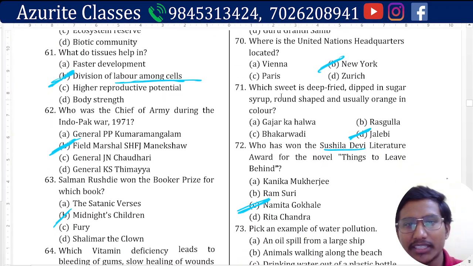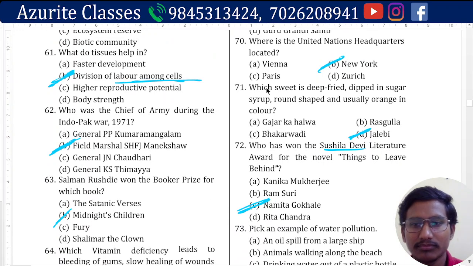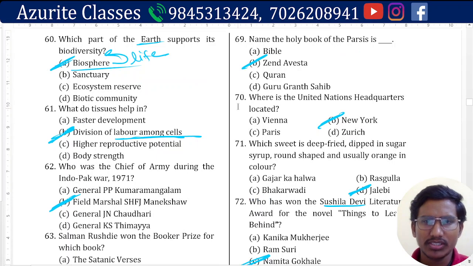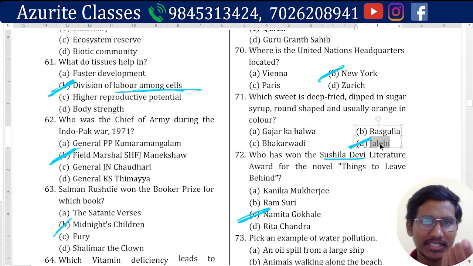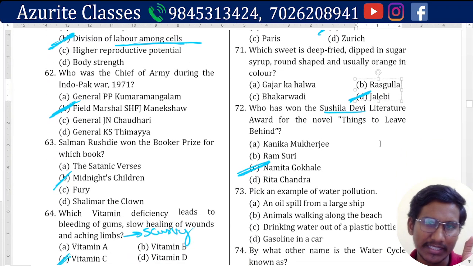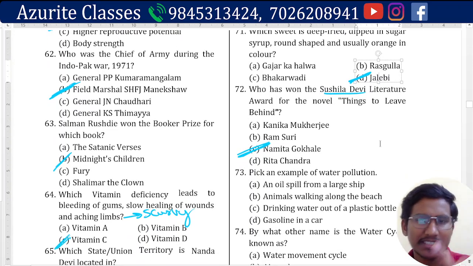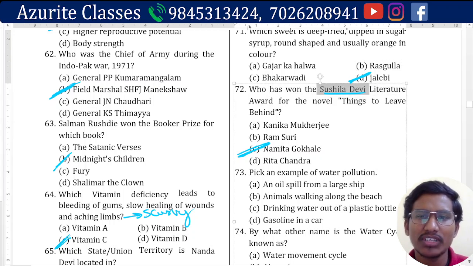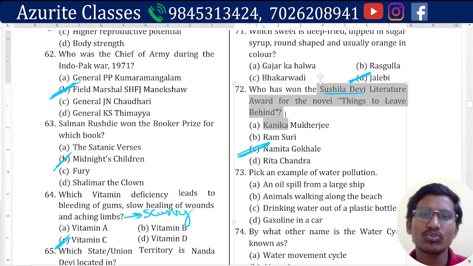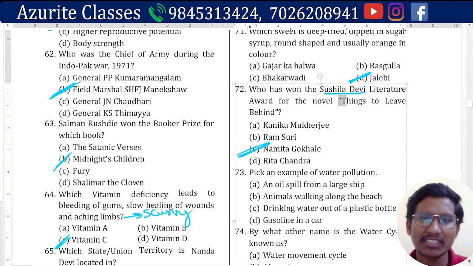Next, 71. Which sweet is deep fried and dipped in sugar syrup? So that is jalebi, right? You know already. I'm going for direct answers. Okay, I'm not explaining, that is very easy. Okay, so the Sushila Devi Literary Award for the novel Things to Leave Behind: Things to Leave Behind is a novel written by Namita Gokhale, and she won the Sushila Devi Literature Award.